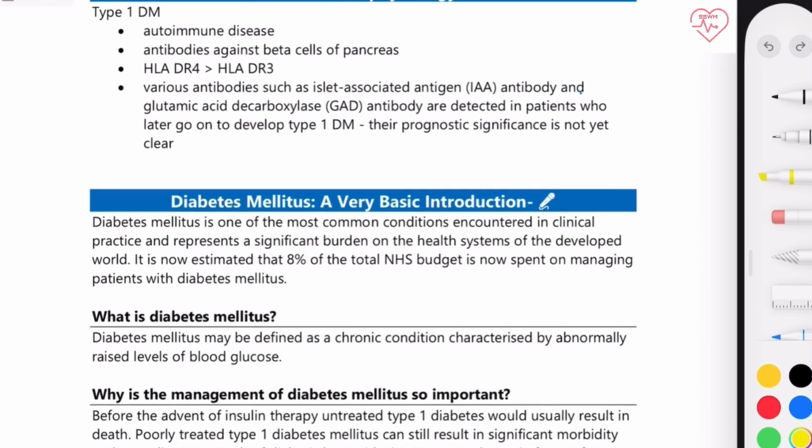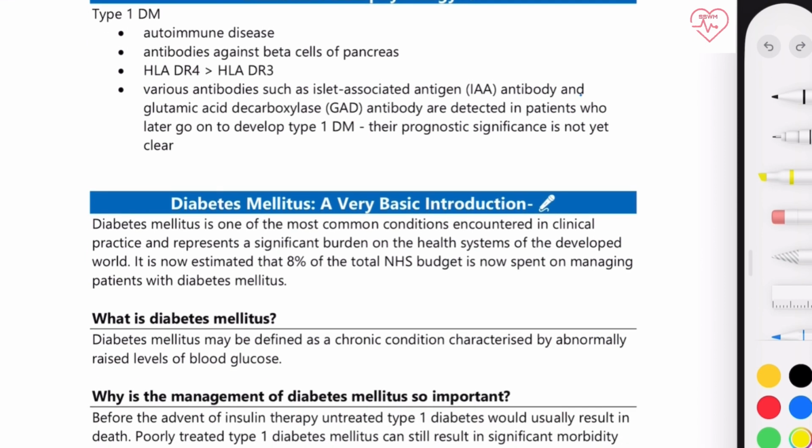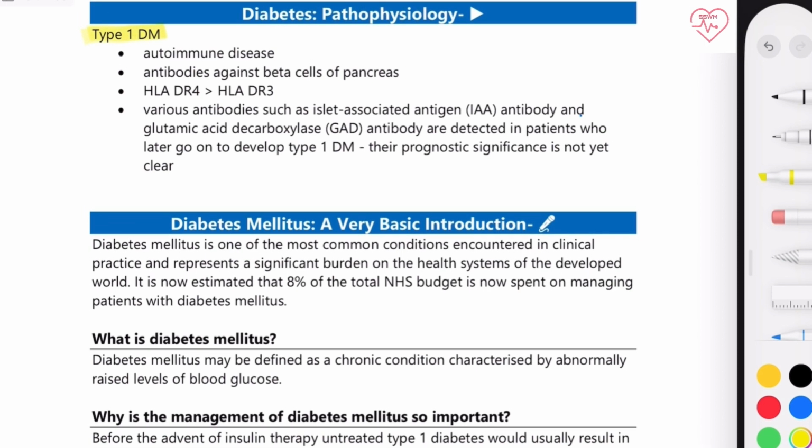Right, so we'll be discussing firstly type 1 diabetes mellitus. Okay, so what is this? This is an autoimmune disease. And what are the antibodies against? That is in beta cells of the pancreas. So you have to remember these things, and these can be asked as an MCQ. You have to remember that for the proper introduction to diabetes. Now we have to remember that HLA-DR4 is greater than HLA-DR3 in diabetes mellitus.